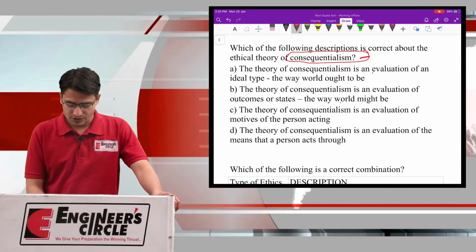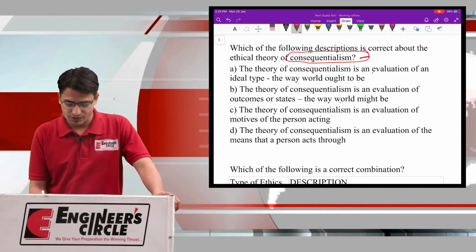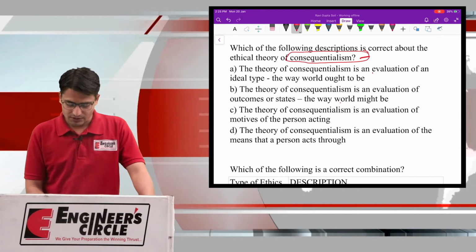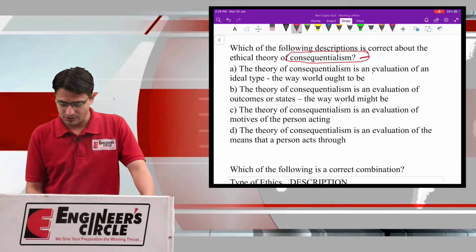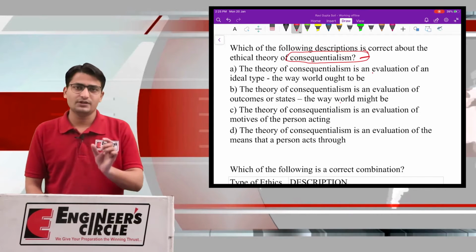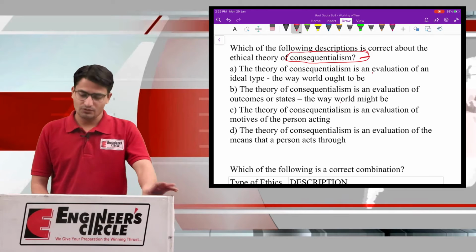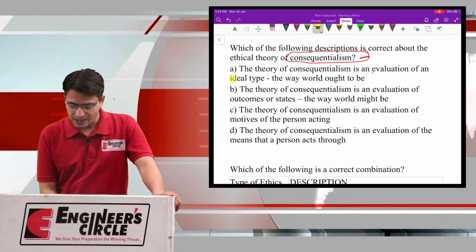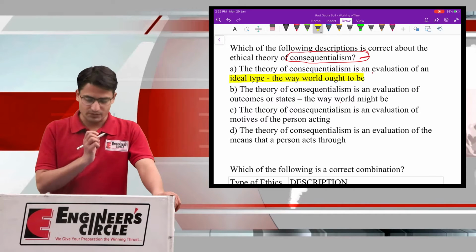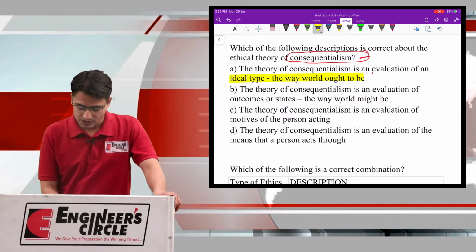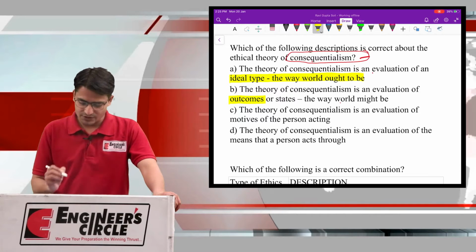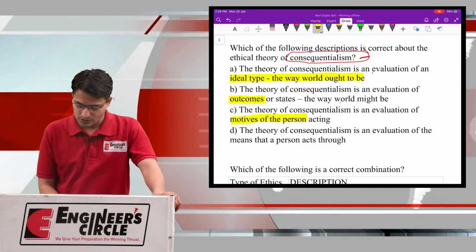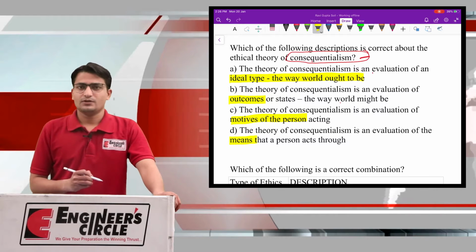C option, the theory of consequentialism is an evaluation of motives of the person acting. And D, the theory of consequentialism is an evaluation of the means that a person acts through. Okay, so when we read carefully, A option relates to the ideal type the world ought to be. B option relates to the outcomes. C option relates to the motives of the person, and D option relates to the means.